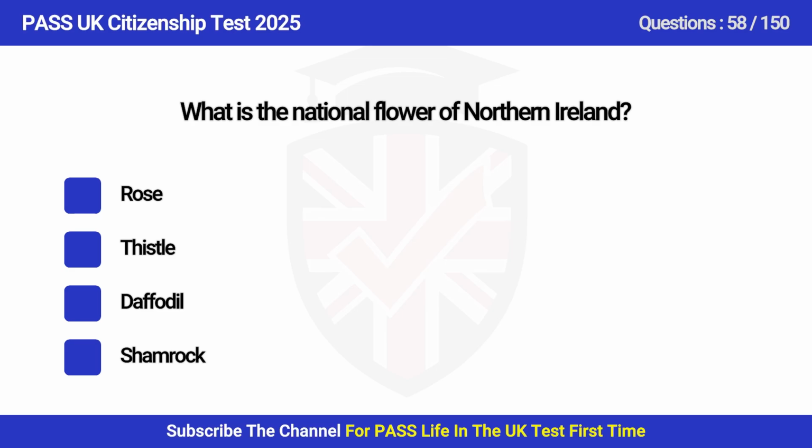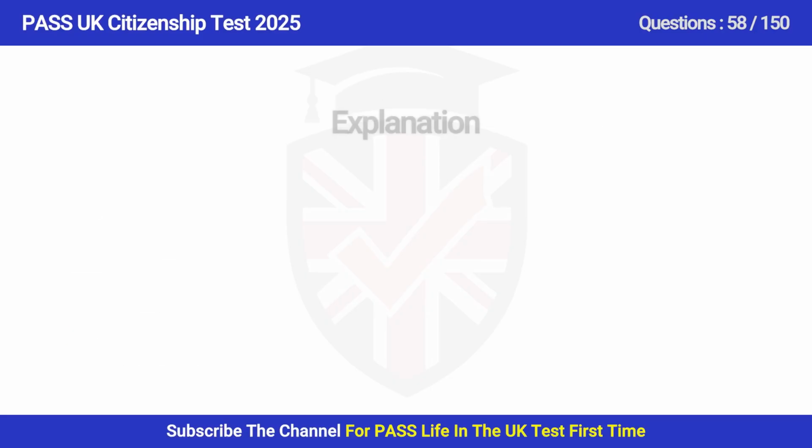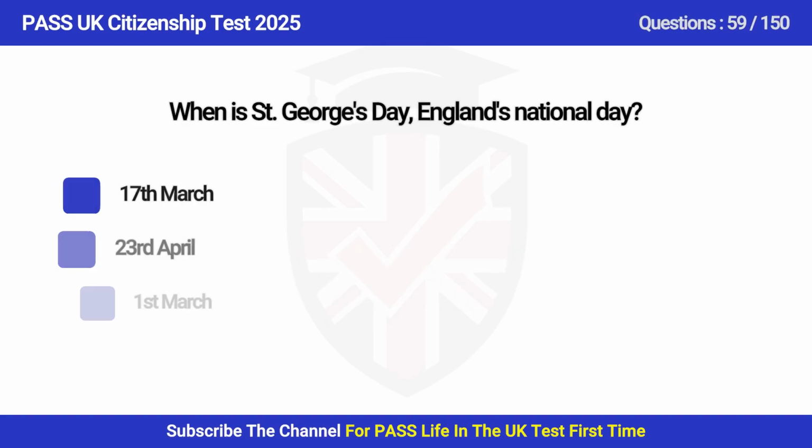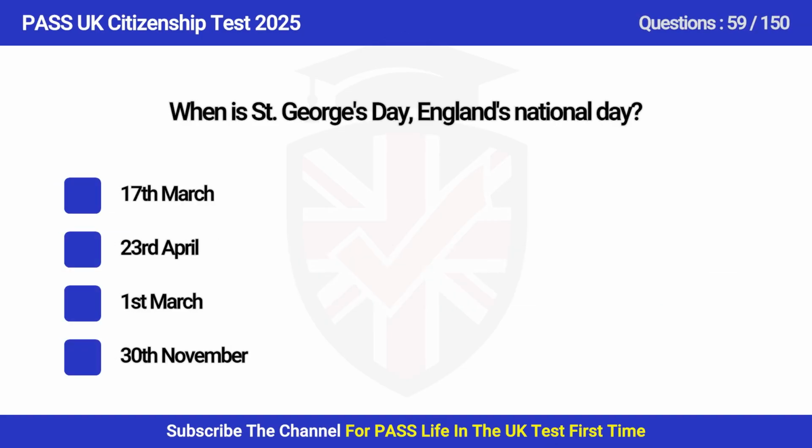Question 58. What is the national flower of Northern Ireland? A. Rose, B. Thistle, C. Daffodil, D. Shamrock. Answer is D. Shamrock. The shamrock is the national symbol of Ireland and is widely used to represent Northern Ireland as well.